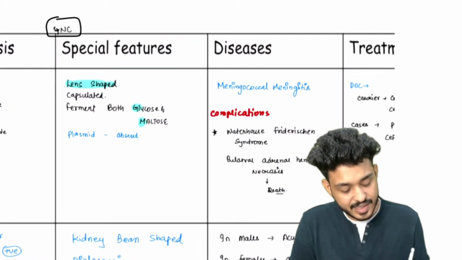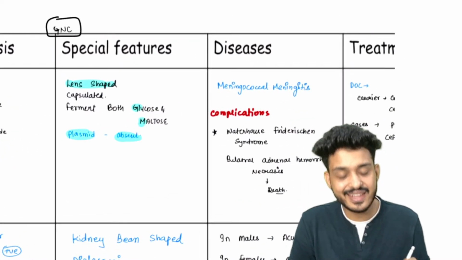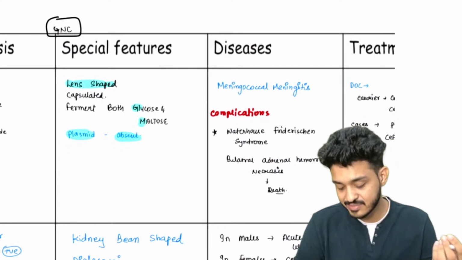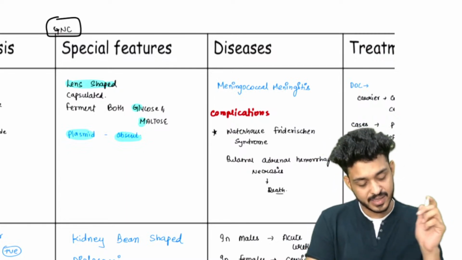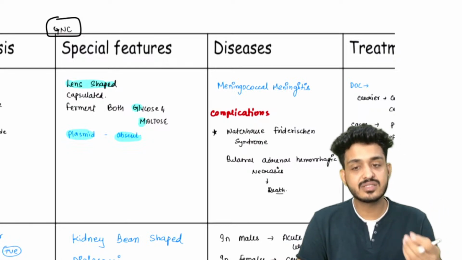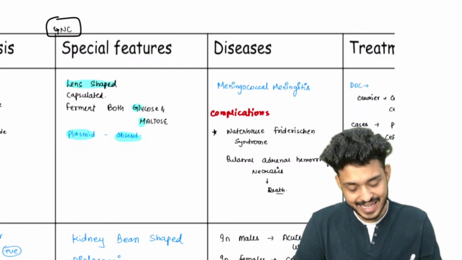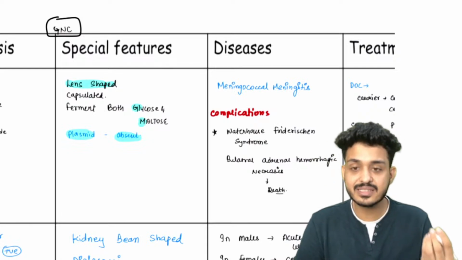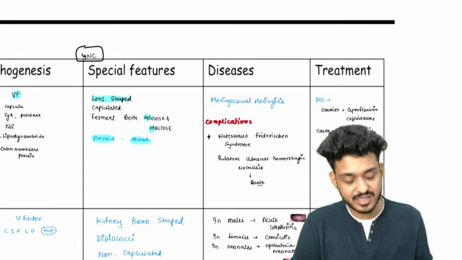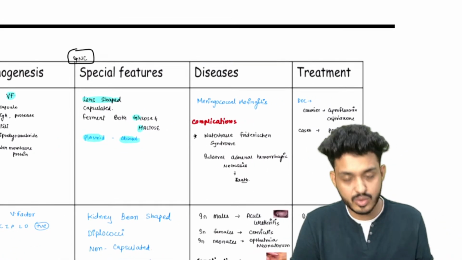Okay, next important thing is plasmid is absent. What is plasmid? Try to answer what is plasmid. So plasmid is extrachromosomal piece of DNA, right? It is extrachromosomal DNA that helps the bacteria to gain resistance. So if the plasmid is absent, what is happening? This bacteria is a non-resistant bacteria.